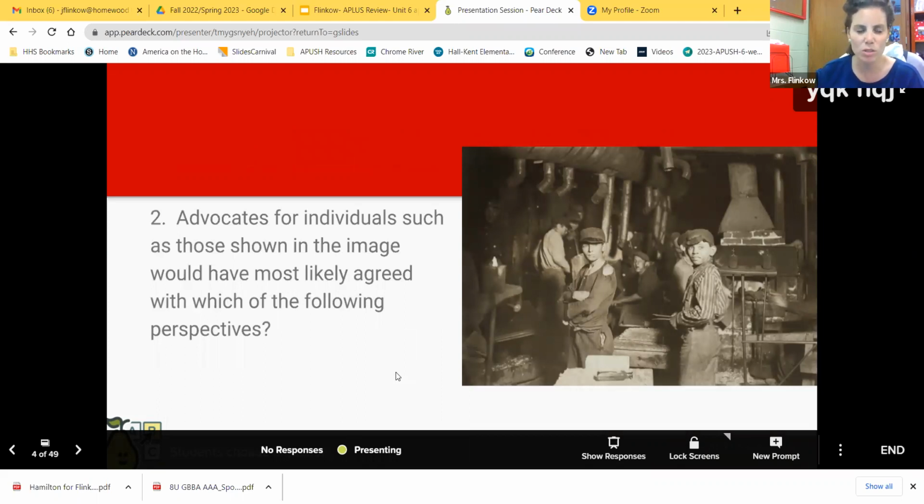Advocates for individuals, such as those shown in the image, would have most likely agreed with which of the following perspectives?